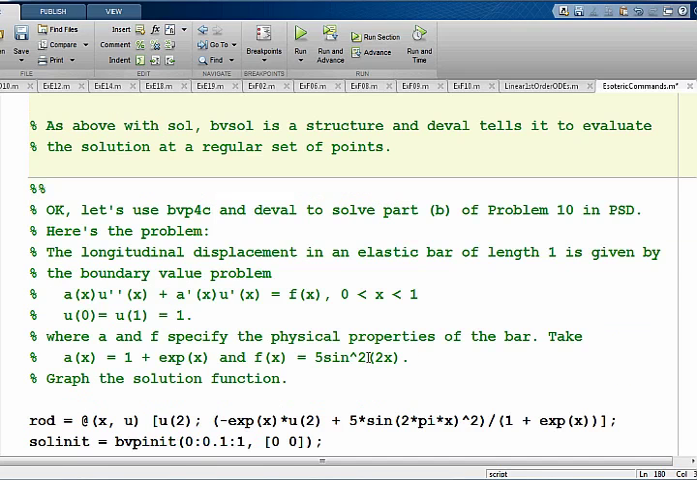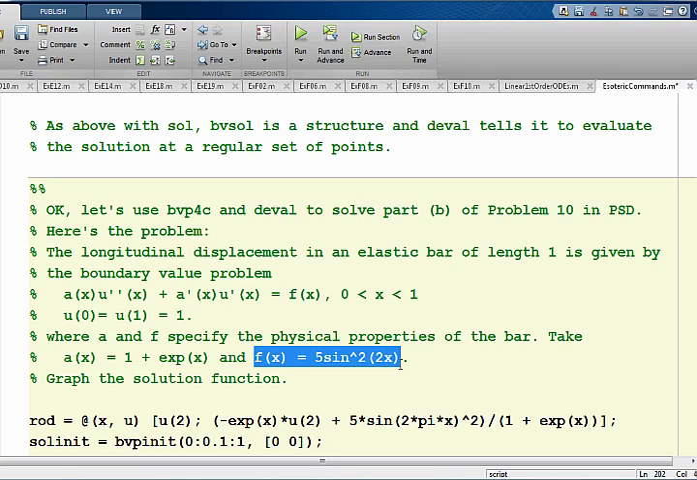set D. Here's the problem. The longitudinal displacement in an elastic bar of length 1 is given by the following boundary value problem. A(x) u double prime plus A prime u prime equals f of x, u of 0 equals u of 1 equals 1, and A and f specify the physical properties of the bar. So in this problem, you're asked to take A equal 1 plus x of x, and f of x is 5 sine squared of 2x.